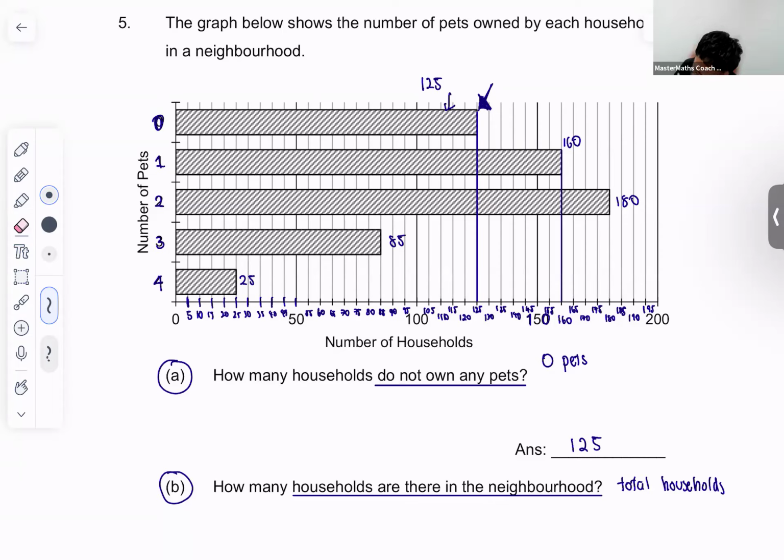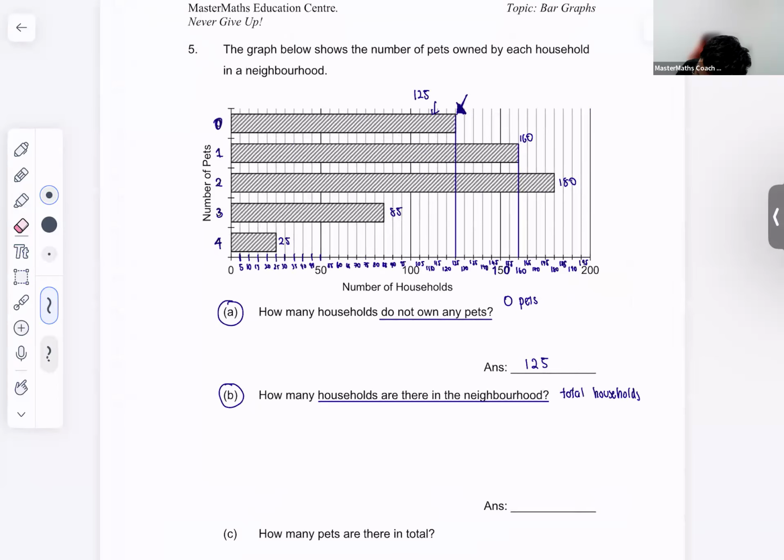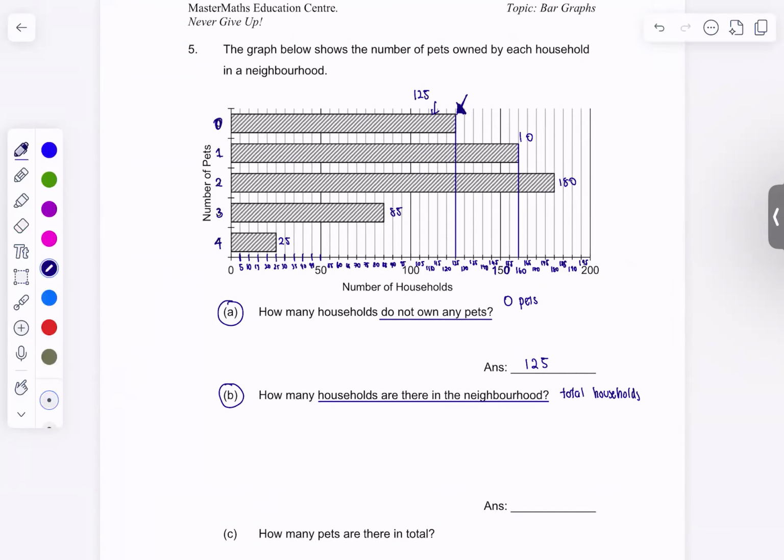For 0 pets, how many households are there? 125. Correct. For 1 pet? 160. For 2 pets? 180. Then 3 pets? 85. Correct. And then 4 pets is 25. So total means you have to take all the numbers you've mentioned, then add them up.